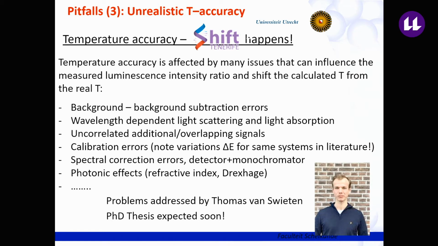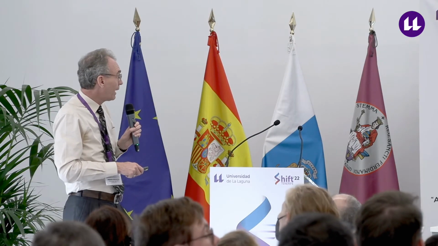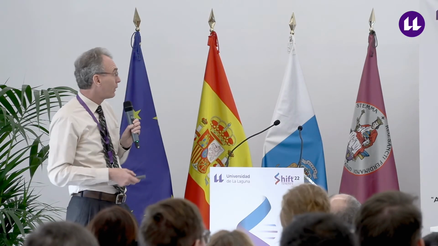There can be calibration errors, very nice. If you look at the literature for this very famous system, sodium yttrium fluoride doped with erbium and ytterbium, the delta E that people calculate varies from 700 to 800 wave numbers. Same system, that gap should be exactly the same, and yet in the literature, depending, I think, on what temperature range they use to do the fitting, maybe on their equipment, it varies. And it shouldn't vary, it's fixed. And of course, when that varies, you get a calibration error, a systematic error. Related maybe also to the detector and monochromator. Then there can be photonic effects, and I will also give an example of that.